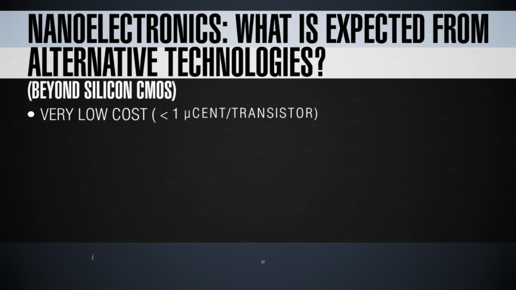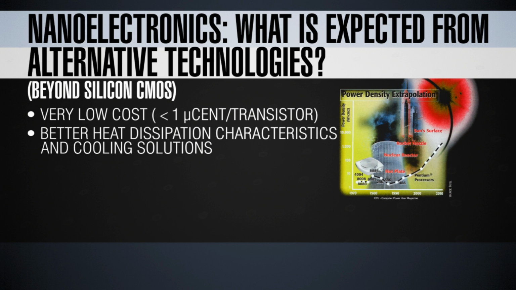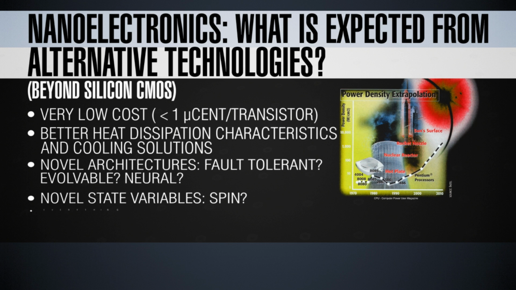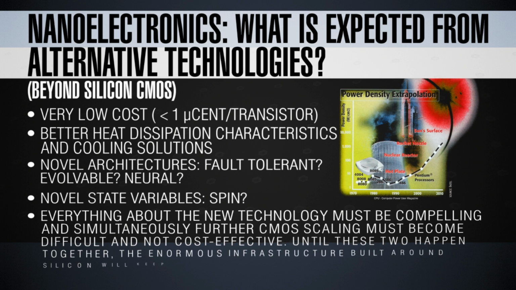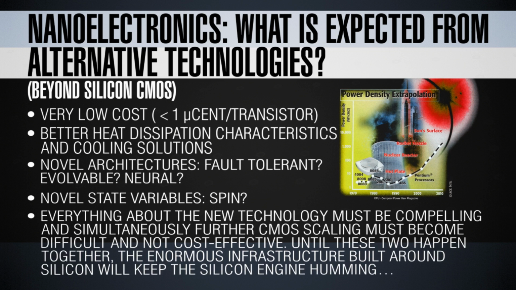Very low cost, you would be surprised. The current cost picture is about a microcent per transistor. Better heat dissipation characteristics and cooling solutions. One of the major problems we are facing with silicon CMOS scaling is that as we get smaller and smaller devices with higher and higher current drive, heat dissipation has become a serious problem.